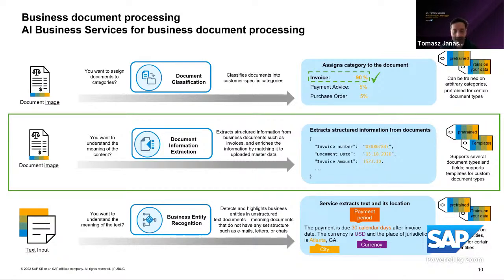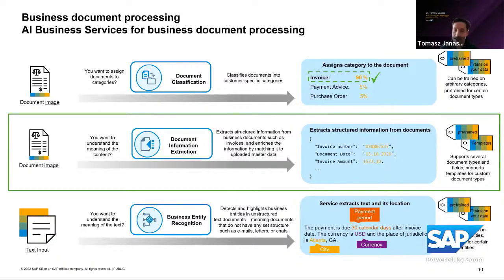The second service, and this is our flagship service, which is now also integrated into SAP Process Automation, is document information extraction. It extracts semantic information from business documents, such as invoices or purchase orders, and can also enrich this information by matching it to previously uploaded master data. It takes a document image as an input, and in the example, it shows some relevant header fields from a supplier invoice, for example, invoice number or an invoice date that can be automatically extracted and returned to the user.